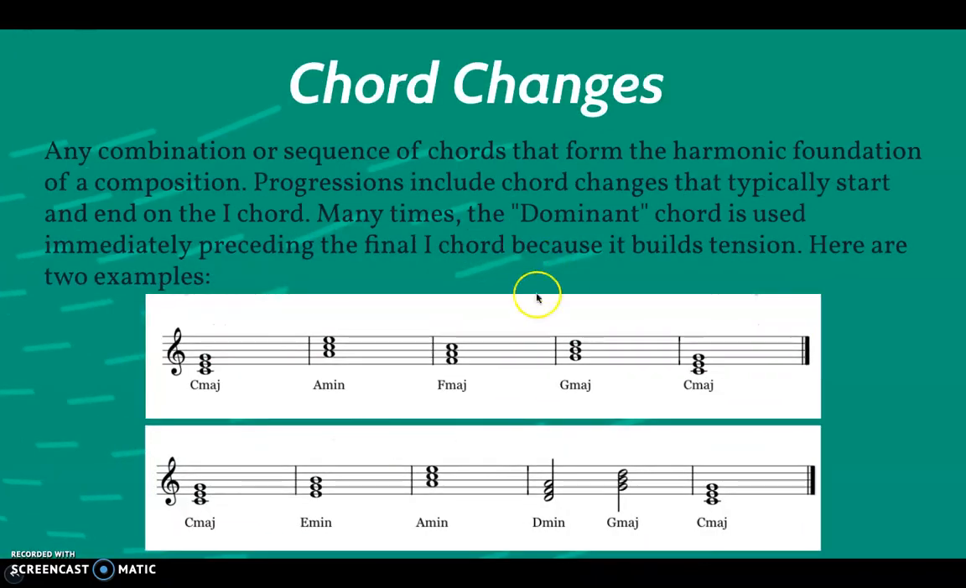Now let's talk about chord changes. We know how to make all of these chords, but how do we make sense of them and make them into something that you would call a song? A chord change is any combination or sequence of chords that form the harmonic foundation of a composition. A lot of times what you will see is that chord changes or chord progressions begin and end with the one chord. And in many cases, you will also see the dominant chord immediately preceding the final one chord.